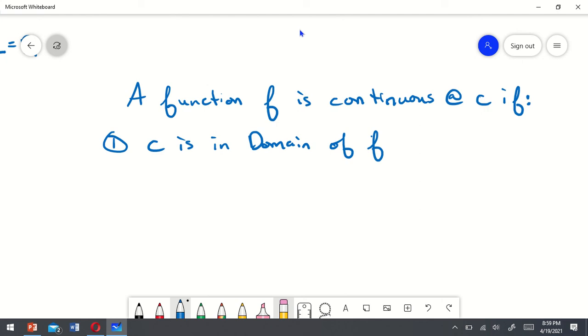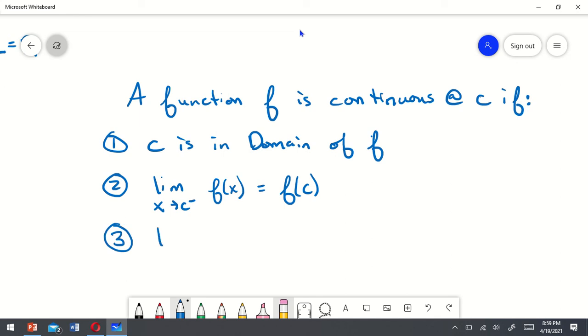Likewise, there's two other conditions. One being that the limit as x approaches c from the left for our function must be equal to the output we get from just plugging c directly into the function. And the same must be true when we take the limit from the right.